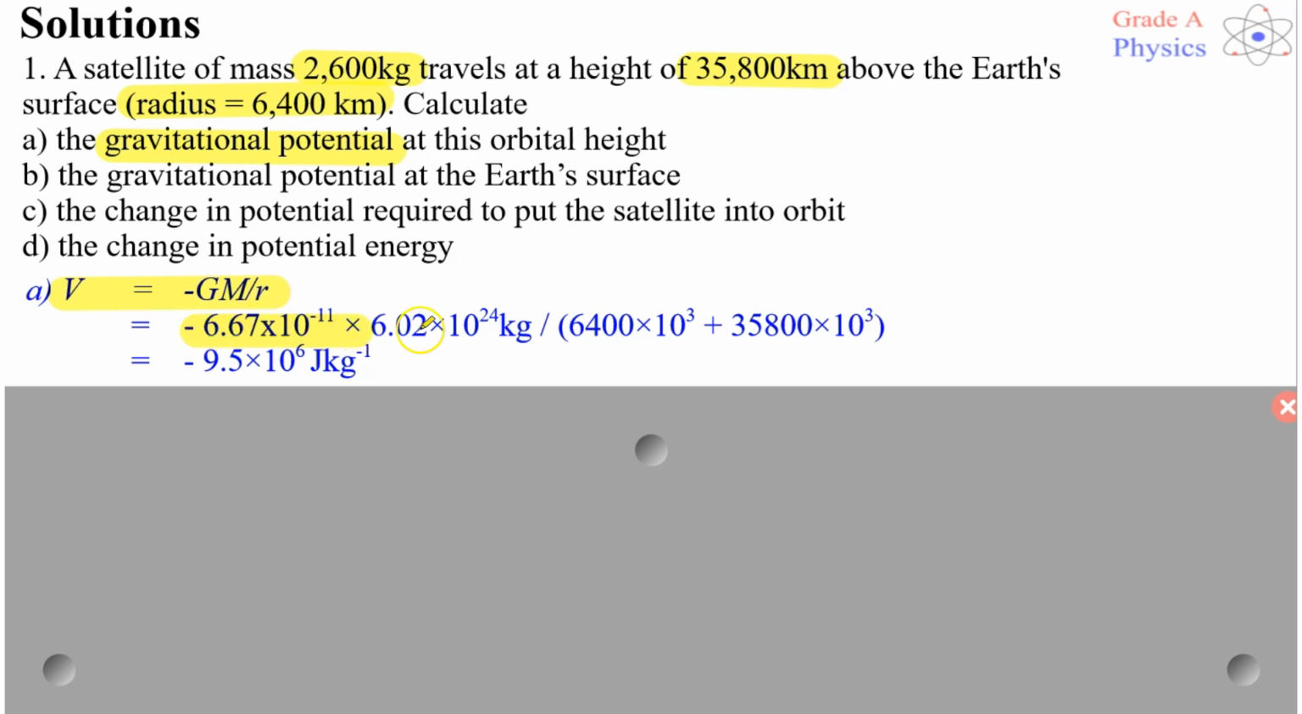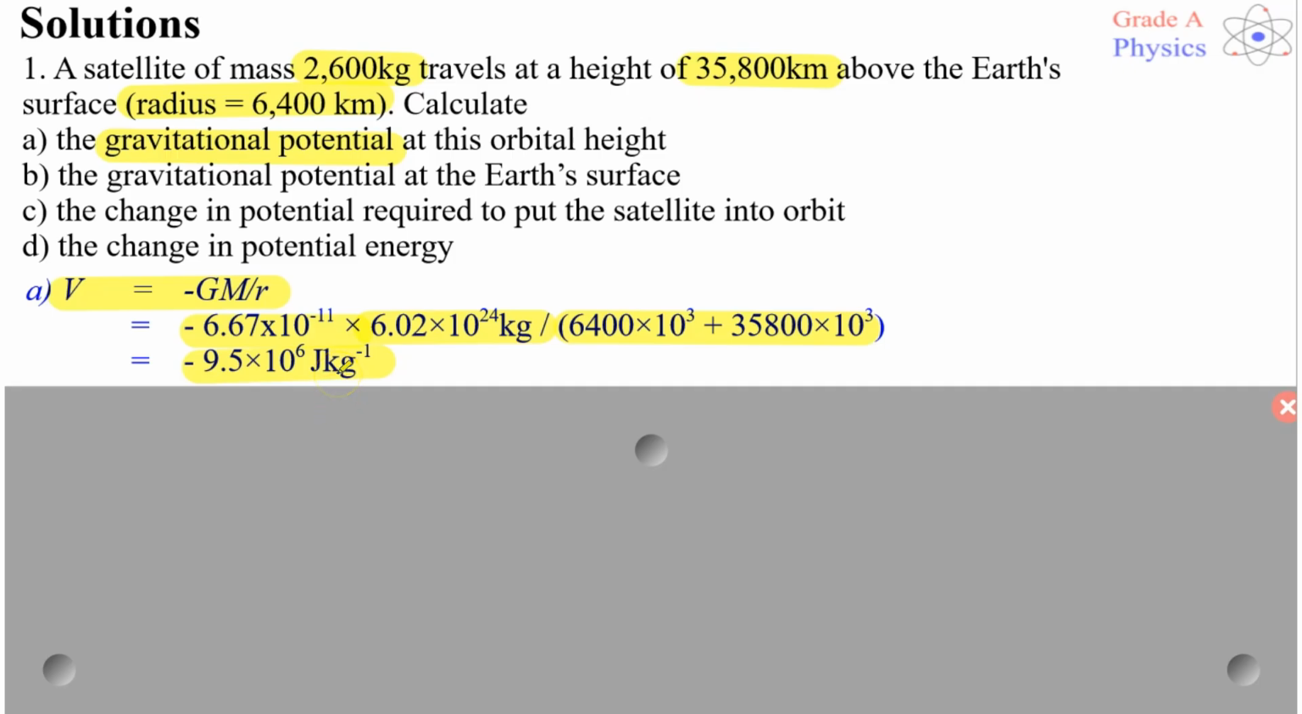We know G, we're given the mass, hopefully we'll be given that. And very importantly, two things here with the radius. It's the distance from the center of the Earth to the satellite. So we need to add together the height above the Earth's surface with the radius, both in meters, so times by 1,000. And then we get this big number here. Make sure you've got the units.